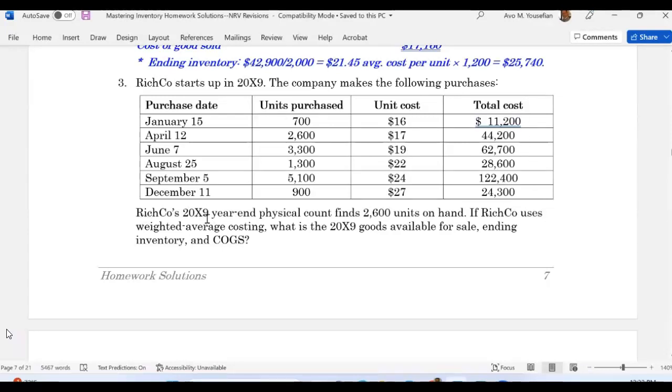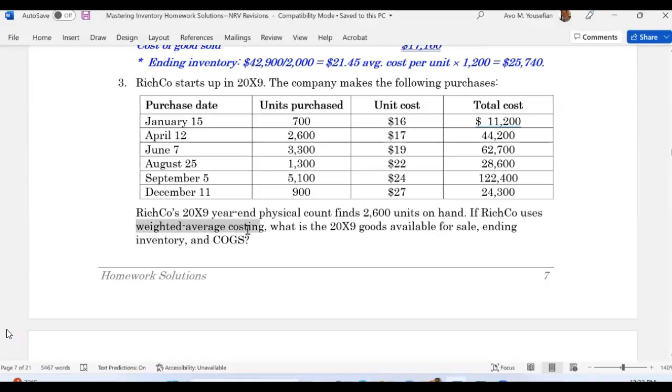Richco's 2019 year-end fiscal count says you have 2,600 units left on hand. Okay. So you know what your ending inventory is. If Richco used the weighted average costing, what is the 2019 goods available for sale?